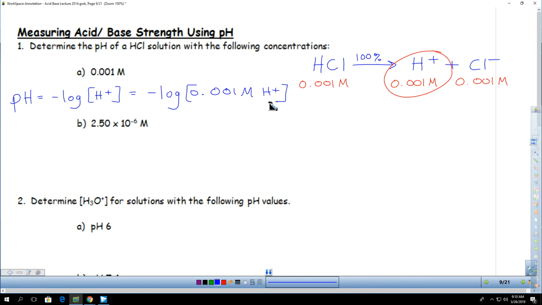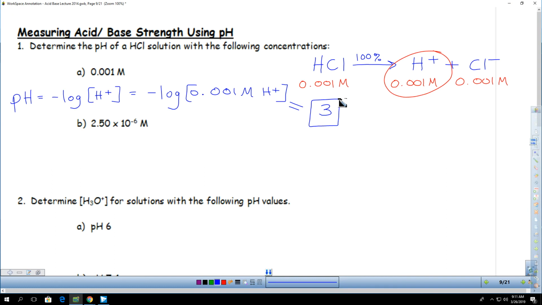And you may or may not be super familiar or comfortable with logs. They'll always be log base 10, and you can just plug it in your calculator. You just hit the opposite, then the log key, 0.001. And you should get a big fat, there we go, 3. pH is 3, which I guess makes sense. It's an acid. The pH should be something less than 7.